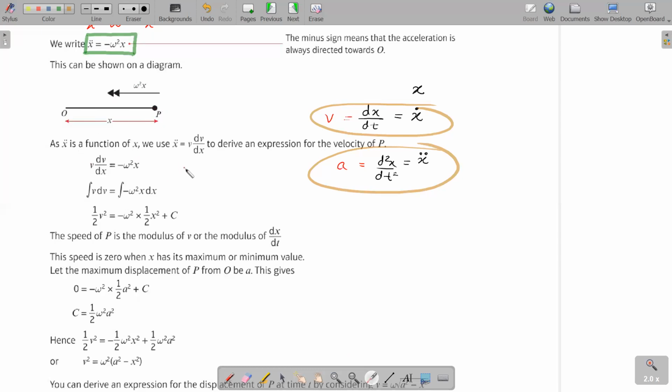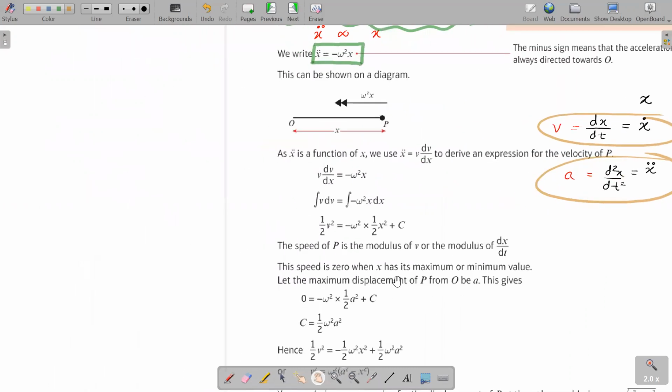Okay, let's talk about this. We're going to derive some main equations that we will be using to help us with simple harmonic motion. As x double dot is a function of x, it's a function of displacement, acceleration. You do remember in chapter 1, if your acceleration is a function of x, there was an equation that we used, right? What was it?